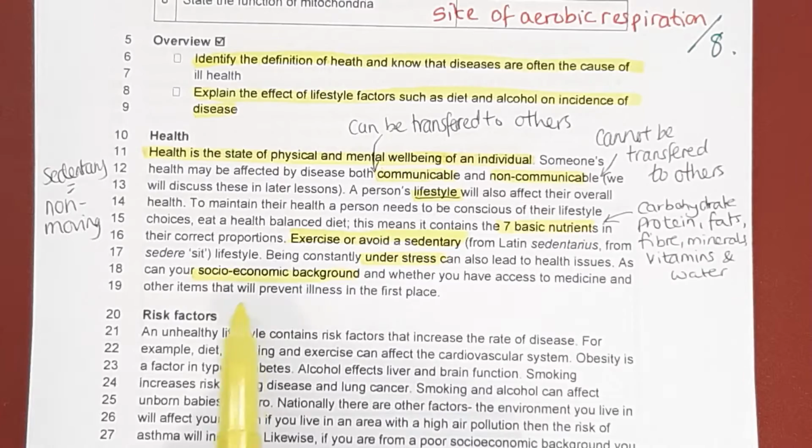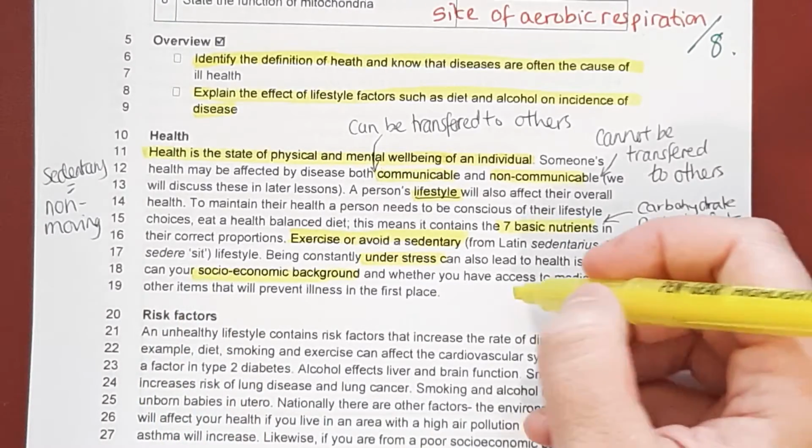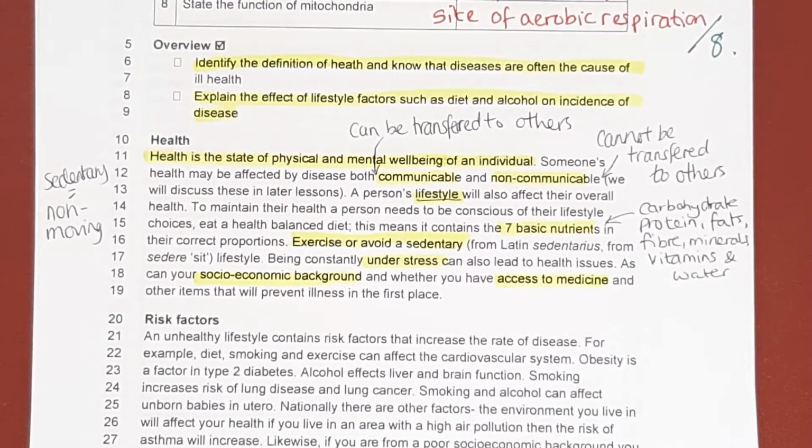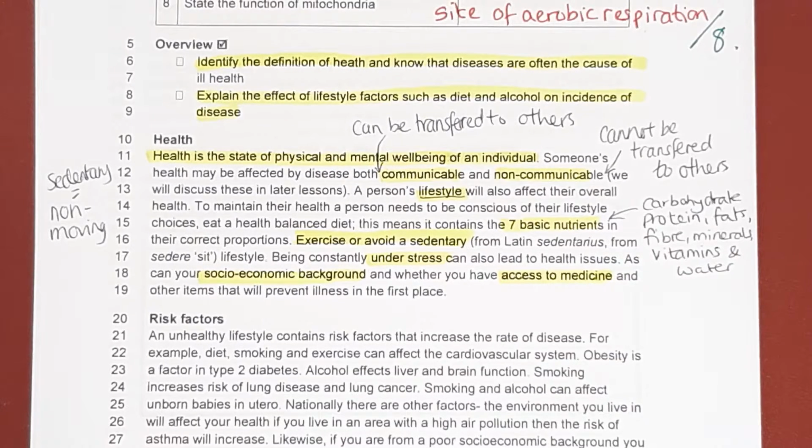Economic meaning relating to money, and socio meaning related to your social status, including whether you have access to medicine. Not everybody lives in a place where there is access to medicine. If you live in the middle of nowhere, you may not have easy access to a doctor, especially if you're in another country where they don't have a lot of doctors or medicine. It depends on what country you live in.